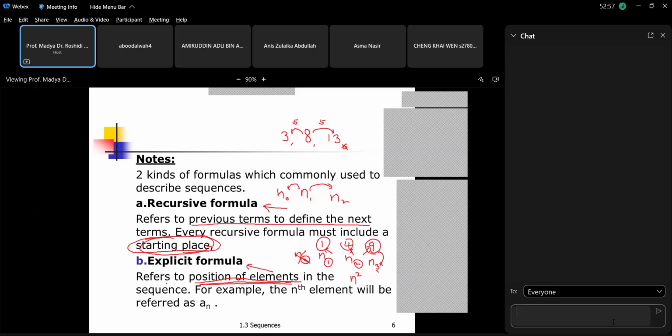Okay, so it refers to the position of the element in the sequence. For example, an element will be referred to as an. So all these n1, n2 we refer to as an. We will utilize an later. An refers to the whole sequence n1, n2, n3 and so on. So we generalize it. That sequence is represented by an. Okay.